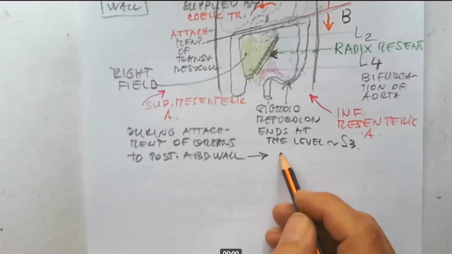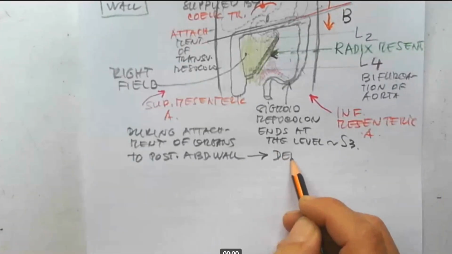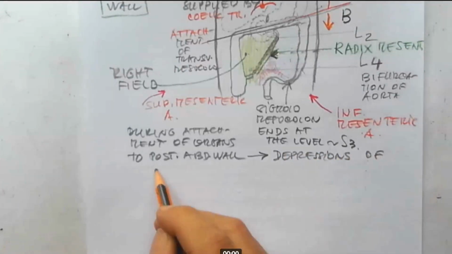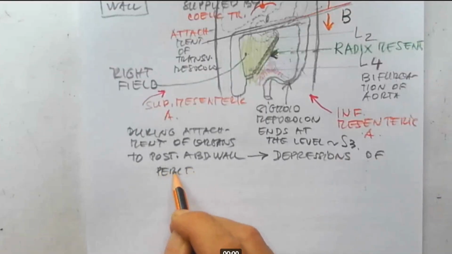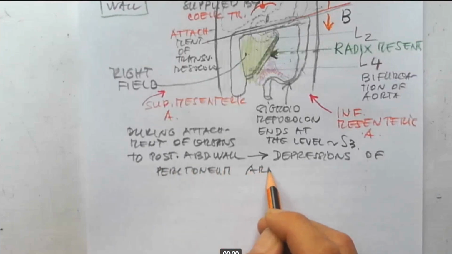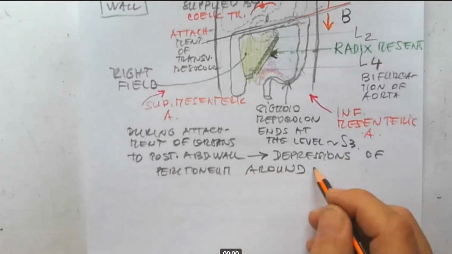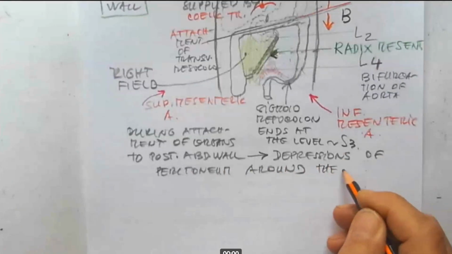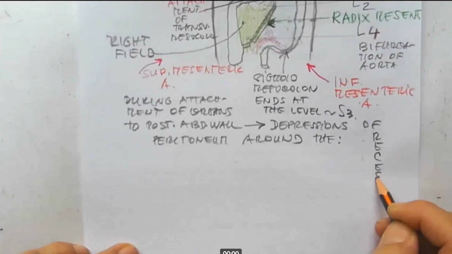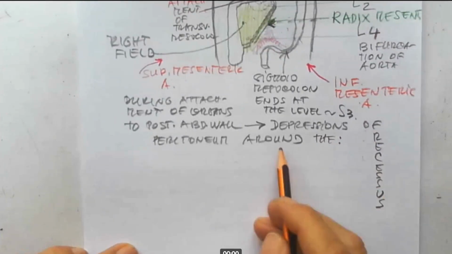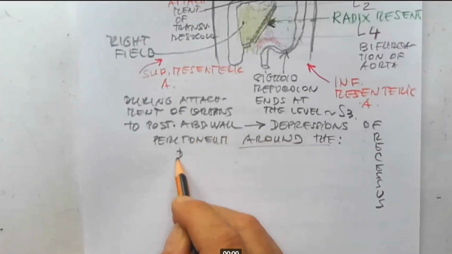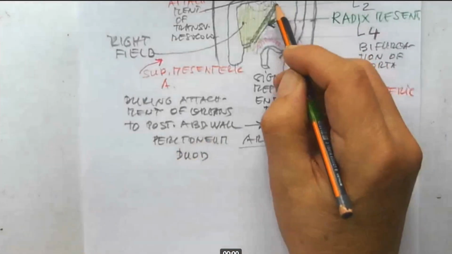So we can describe the depressions of peritoneum around some organs, we call them recessus peritoneales, just a few, around the duodenum, this is that area.